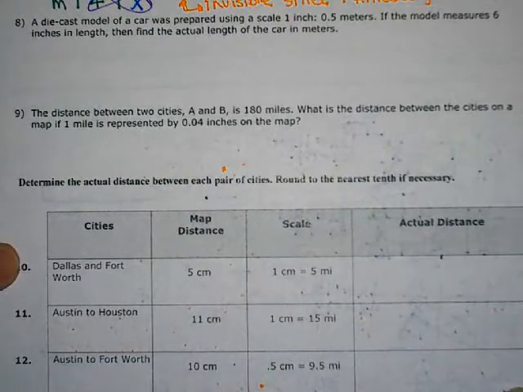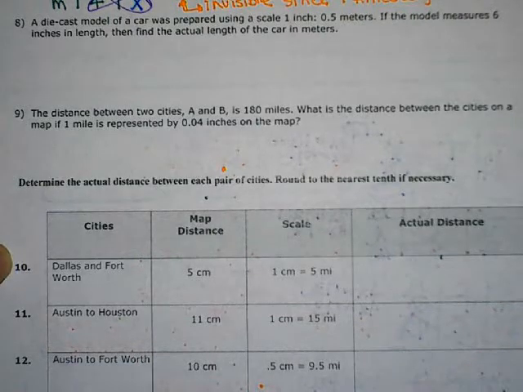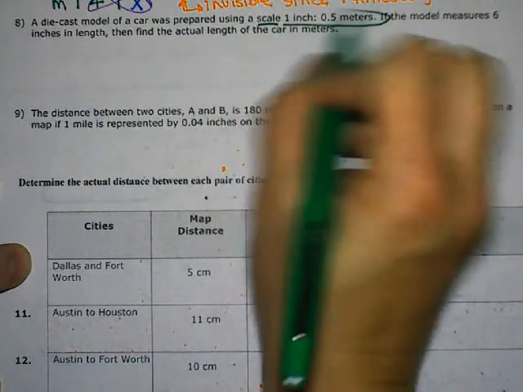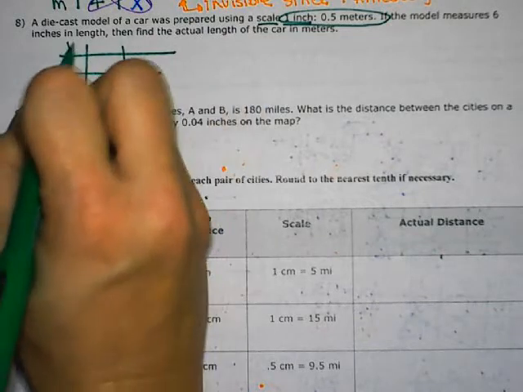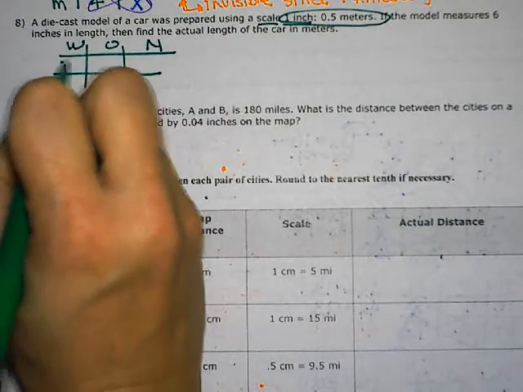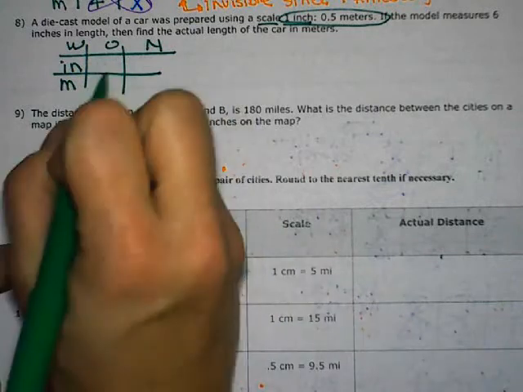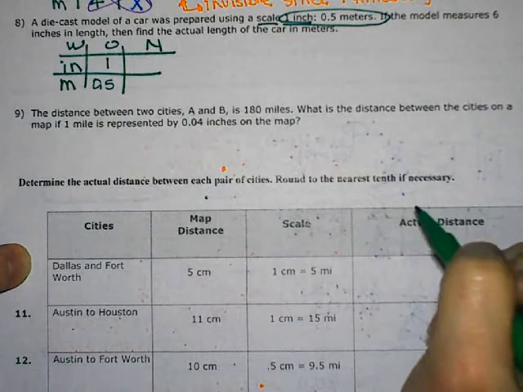Number 8 is really not any different. We are continuing to use the same proportional table and cross multiply and divide to solve. Number 8, a die-cast model of a car was prepared using a scale. 1 inch is half a meter. I can put inches and meters, since those are the two elements we are comparing. It does say that 1 inch is half a meter.